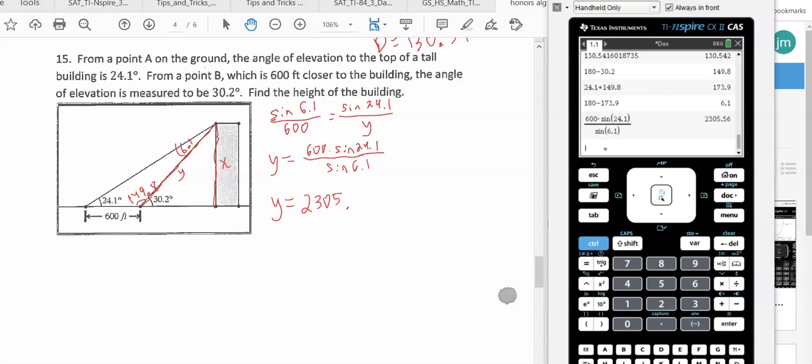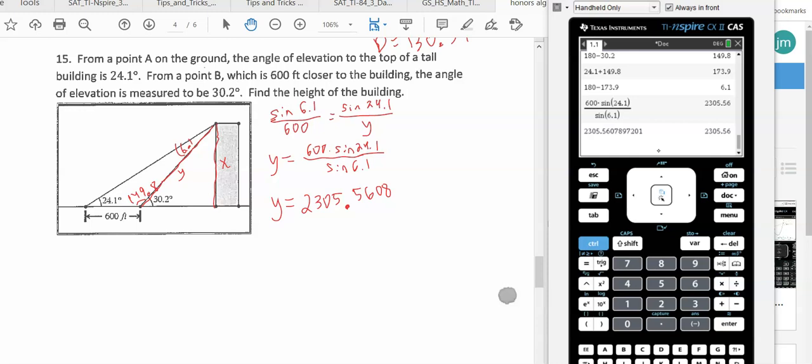I don't think I drew the thing to scale. Let's just double check that looks about right. Okay, so it is more: 2305.5608. Okay, so now we know y.